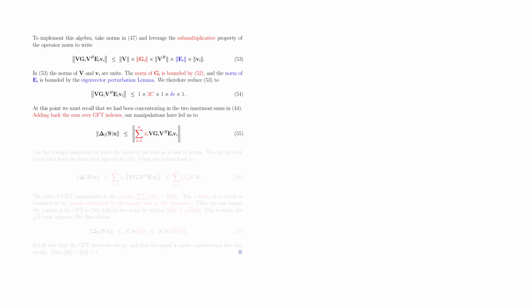At this point, we must recall that we have been concentrating in the two innermost sums that appear in the definition of delta 2 of S in equation 44. We need to add back the sum over GFT indexes. Making it so, our manipulations lead us to the bound we show in 55. We now use the triangle inequality to bound the norm of the sum in 55 as the sum of norms of each summand. We end up with terms that have the form that appears in 54. Using the bound we show in this equation allows us to write the bound in 56.